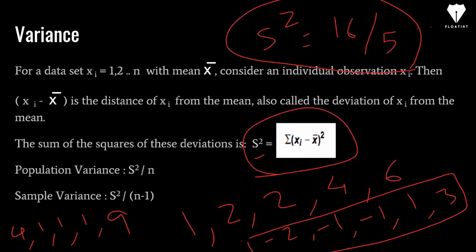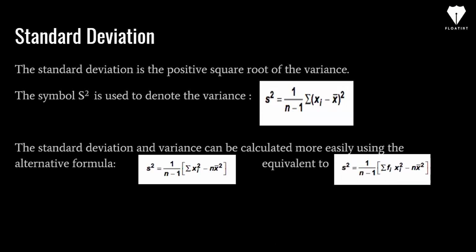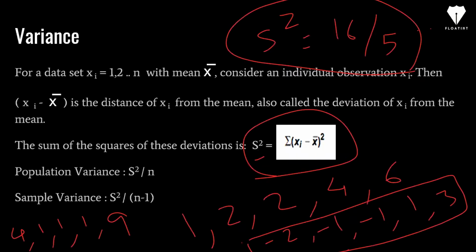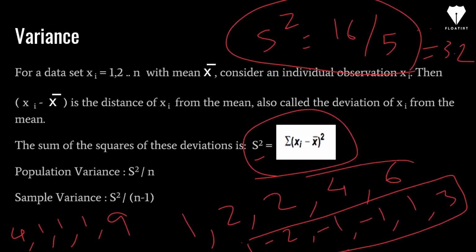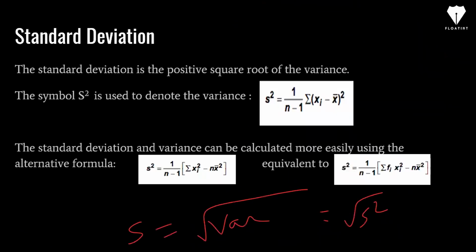Now moving on to standard deviation. So standard deviation is nothing but the square root of variance. So you calculated the variance in this way, S square. It's nothing but 16 by 5, that is 3.2. So in case of standard deviation, you just take the square root of variance, that is square root of S square. So for this data set, your standard deviation will be square root of 3.2. Okay.